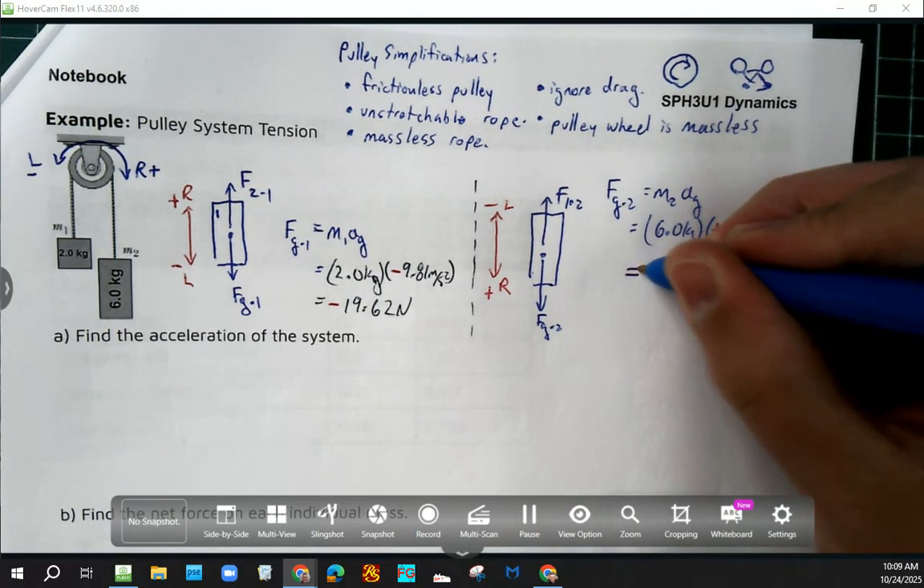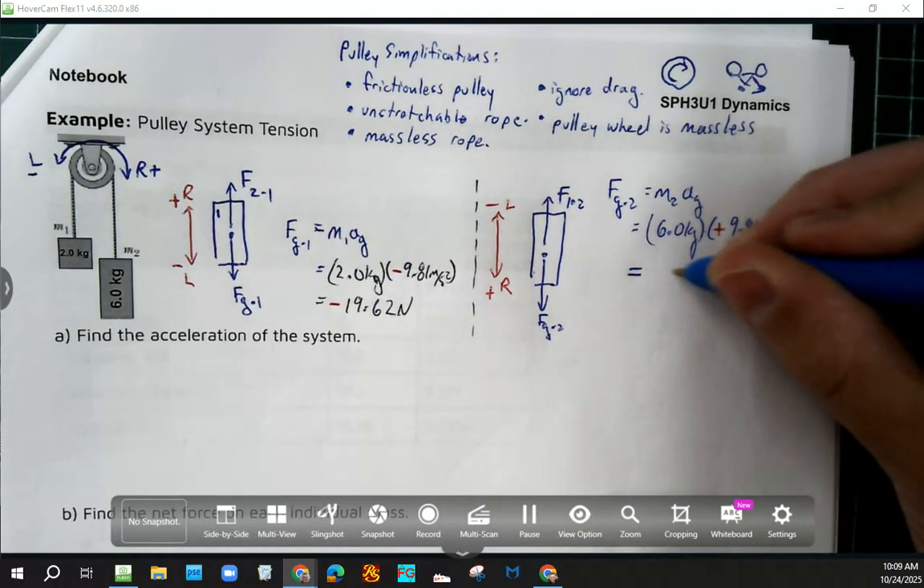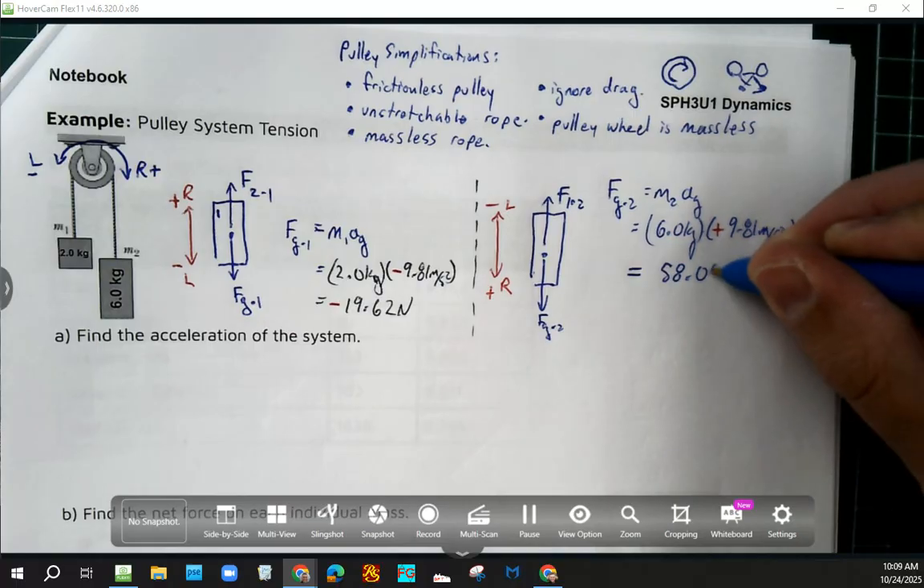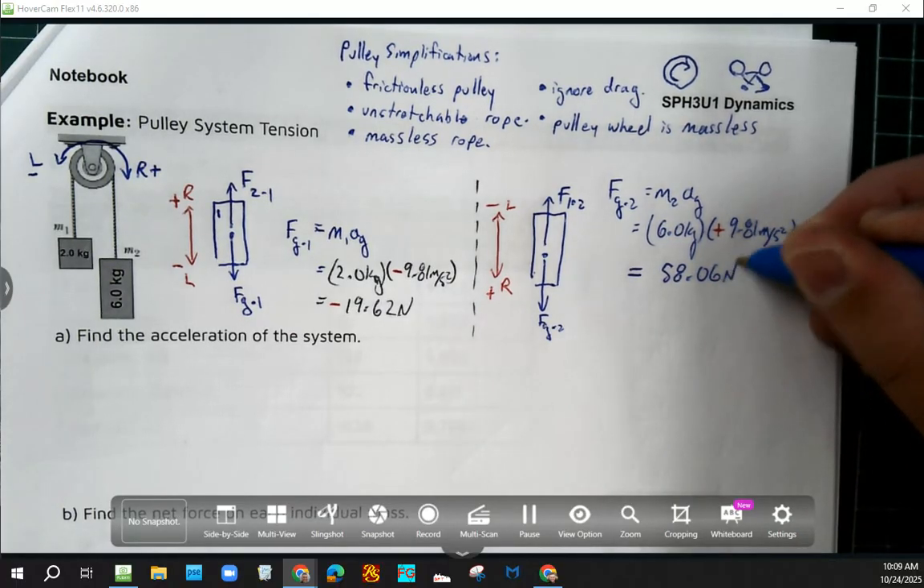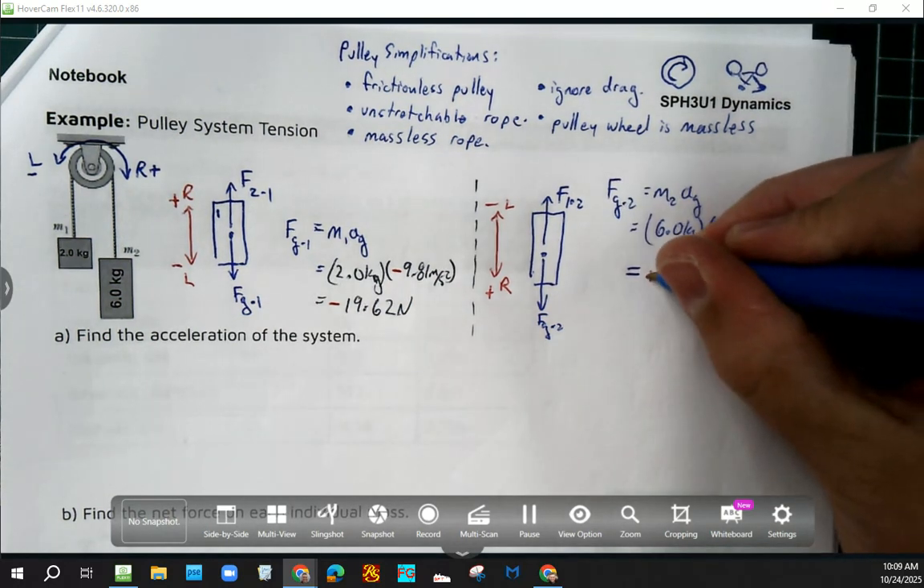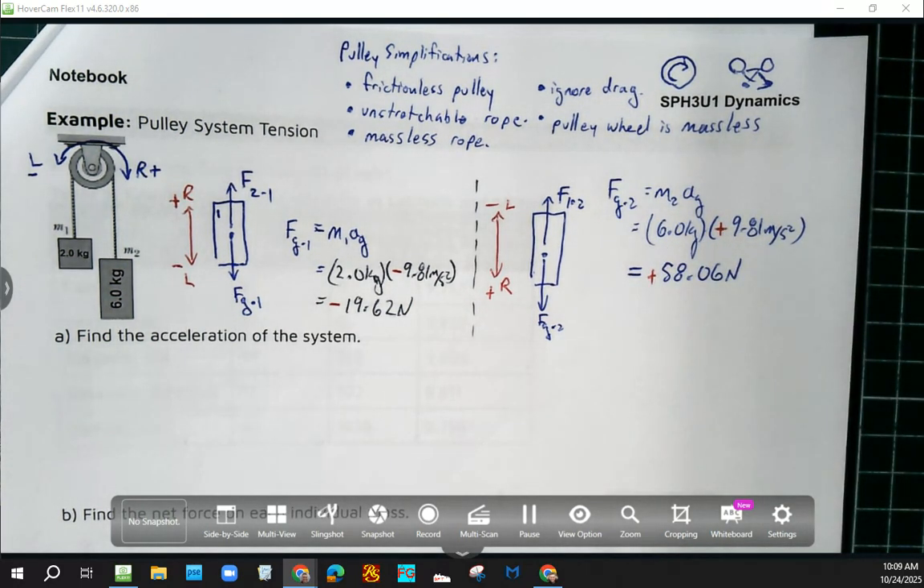A little bit of math later, I end up getting 58.06, and I'm sorry, this is just one that I've done a few times before. 6 times 9.81 is something I've done a lot of for some reason. What a weird thing. But the value is positive, okay? Propagates forward from the acceleration due to gravity being positive.